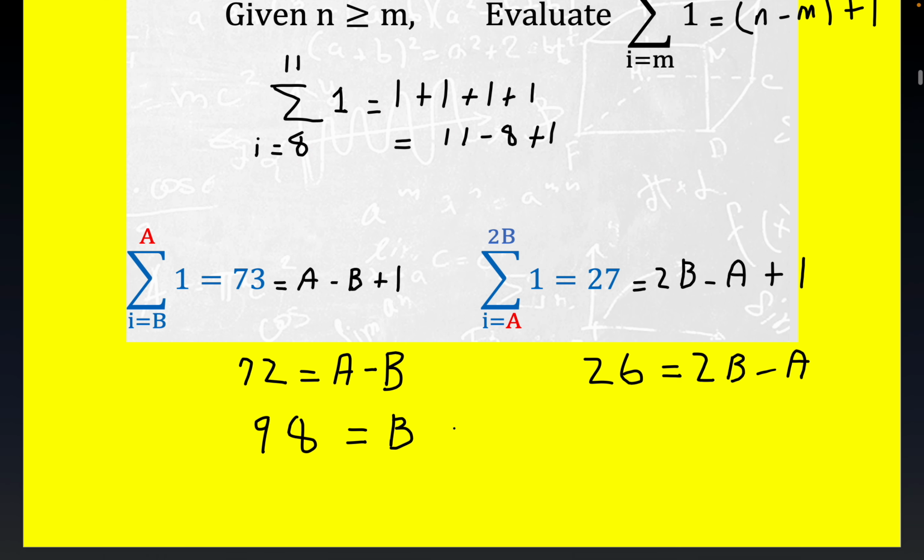Now you can see quickly that a would have to be 170, right? 170 minus 98 would be 72. So this would imply that a is equal to 170. So those are the two answers: a equals 170, and b is equal to 98.